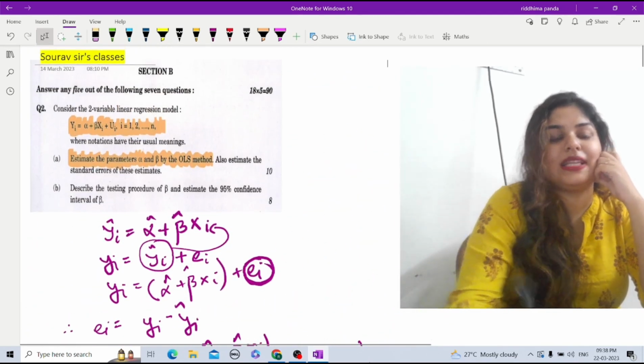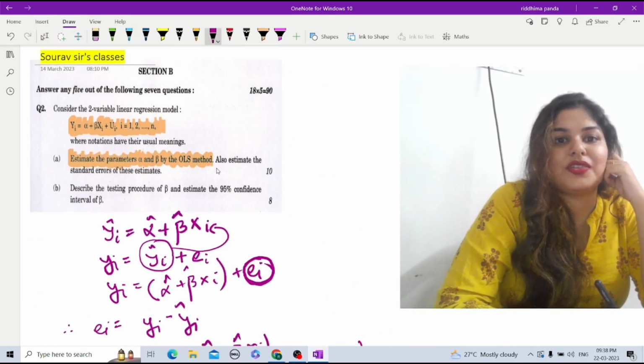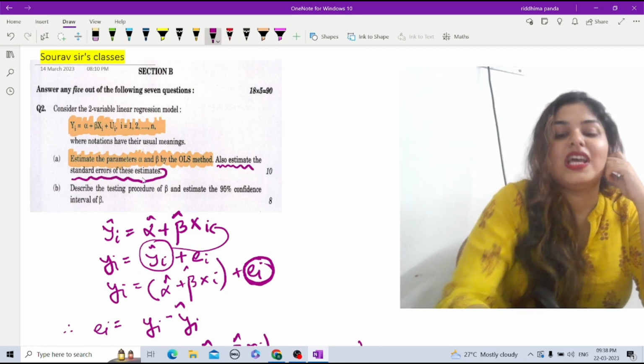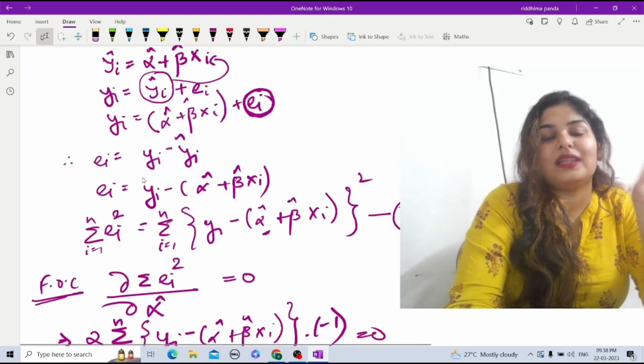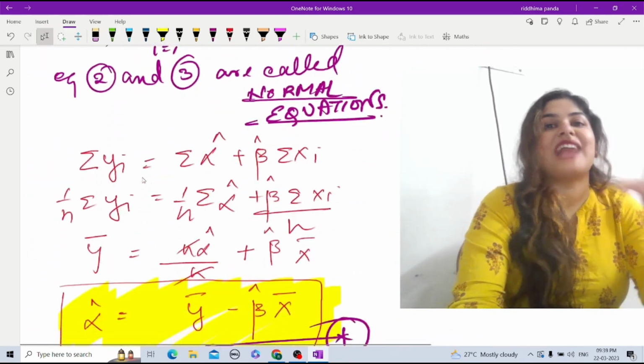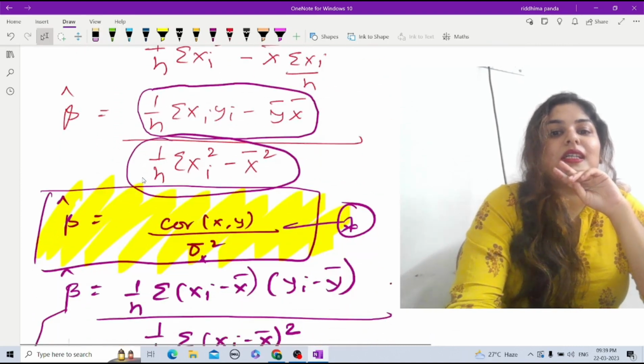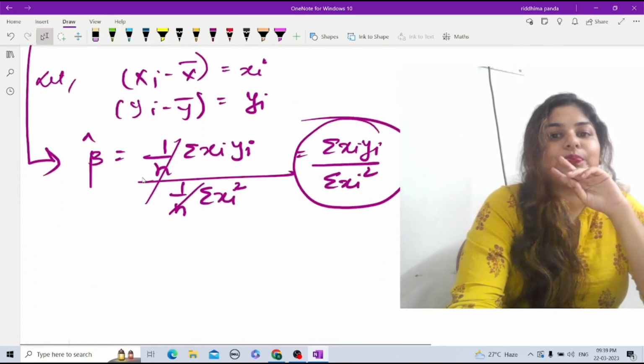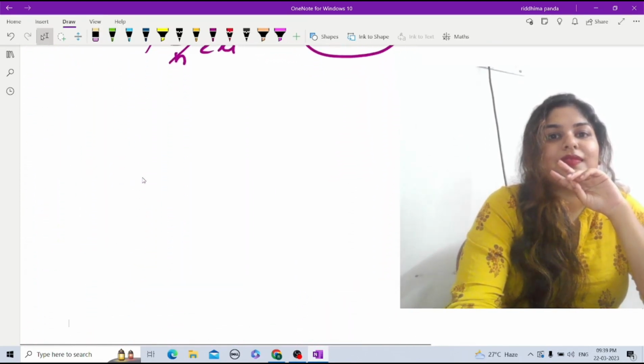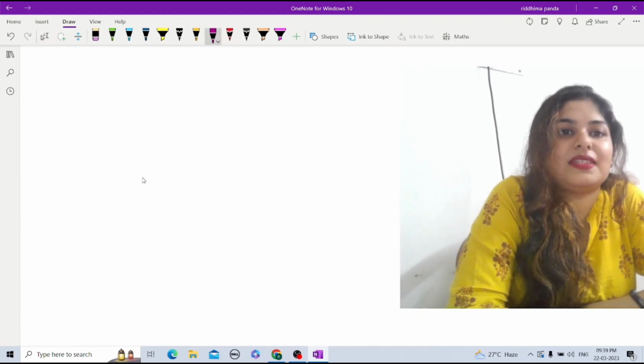Let's scroll up to look at the second part. So the second part of the question, they have asked you to estimate the standard errors of these estimates. So let me start with the calculation of standard error of beta and then I will solve alpha, okay? Right. Now let us write down.